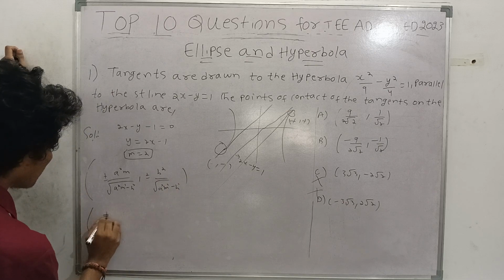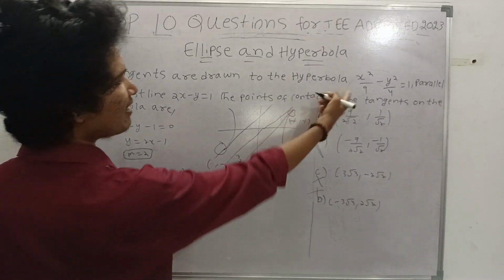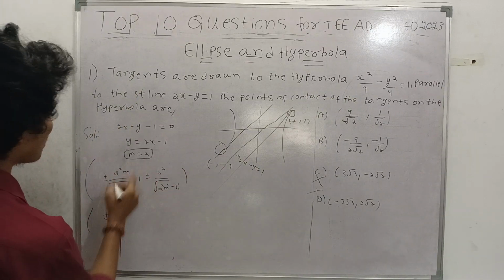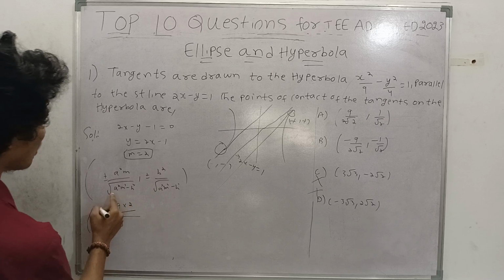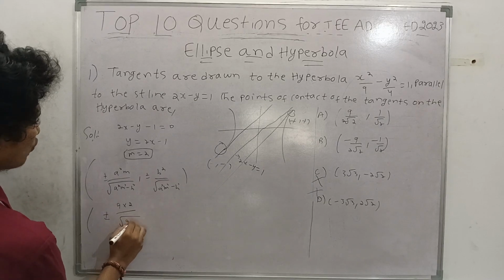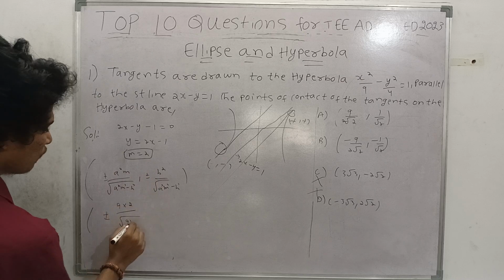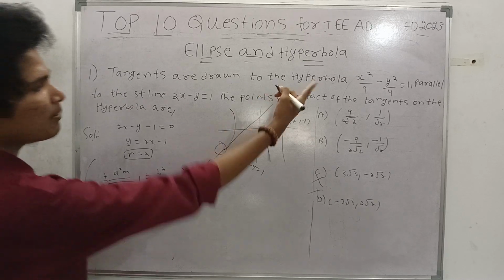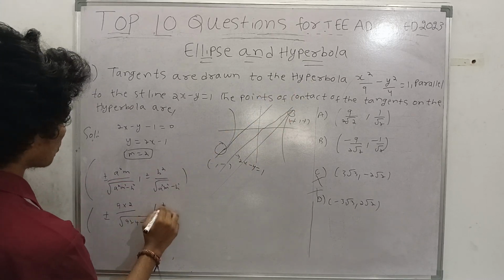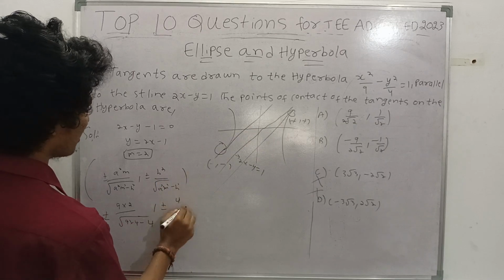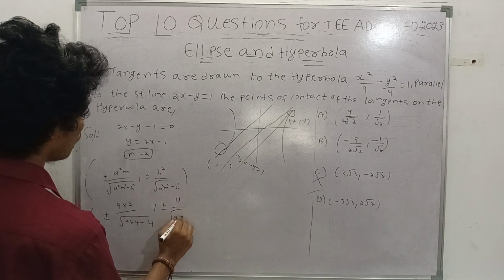So if you observe carefully, plus or minus, what is a square? A square is 9. So 9 into what is m here? 2, divided by root of what is a square? A square is 9, into what is m square? M is 2, 2 square is 4, minus what is b square here? B square is 4. So plus or minus, what is b square? It is 4 divided by the same thing, root of 9 into 4 minus 4.